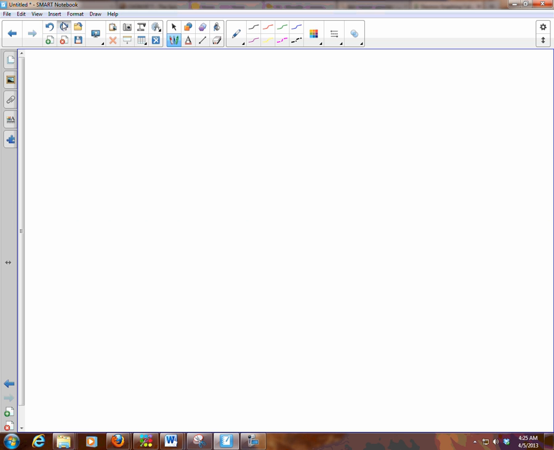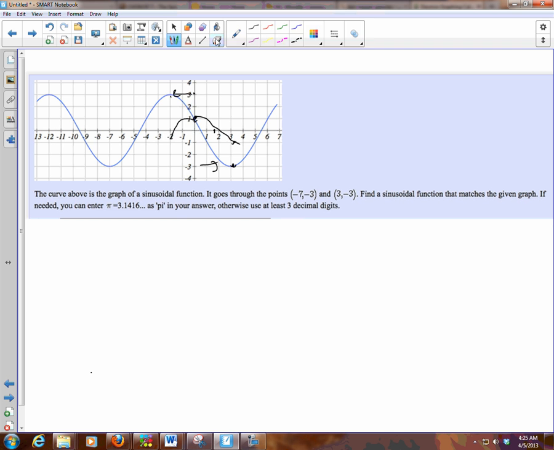So then, let me repaste that. What did I do? So, they told me a couple of things here. They told me that this graph goes through (3, -3) and (-7, -3). So I'm looking at that, and that's how long it takes that cosine graph to repeat. So that tells me the period is 10.